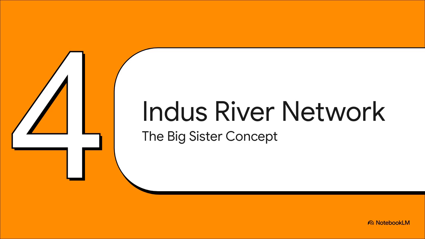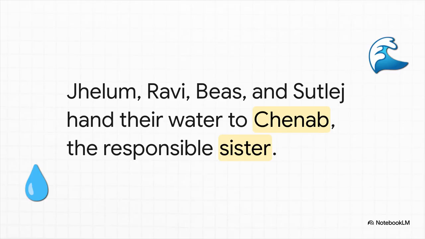Let's jump to Section 4, the Indus River Network, the Big Sister concept. So this entire system originates high up in the Tibetan plateaus, and to really understand it, we need a completely different mental framework. I absolutely love how the AI framed this one. It uses what it calls the Big Sister concept. The Jhelum, Ravi, Beas, and Sutlej rivers don't just randomly meet the Indus. Instead, they all hand their water over to the Chenab River.